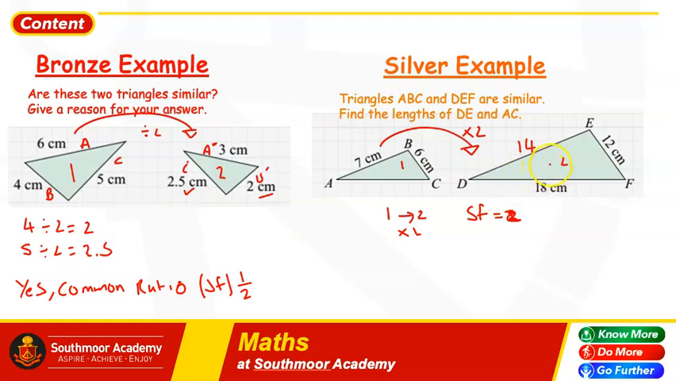Now to go from my larger triangle to my smaller triangle, I'm not going to times by 2, but I am going to divide by 2. So 18 divided by 2 is going to get me 9 centimetres. So I have 14 centimetres and 9 centimetres. Okay. Right, that's your examples.